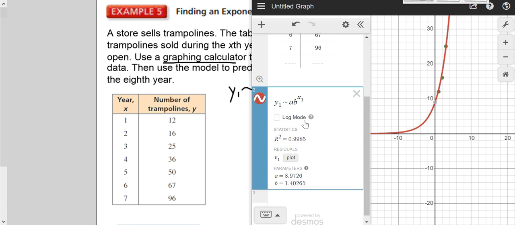So we didn't want a logarithm, so we're not in log mode. We're just using a b to the x. Use these numbers. A, we're going to use 2 decimal places. We have 8.9726 and B is 1.40265. Our R squared number is really close to 1, so that's a good match.